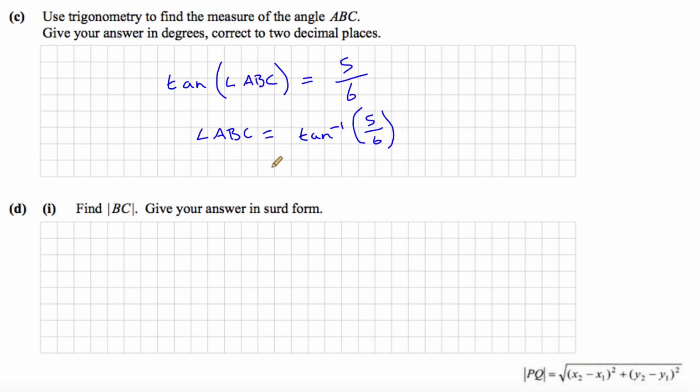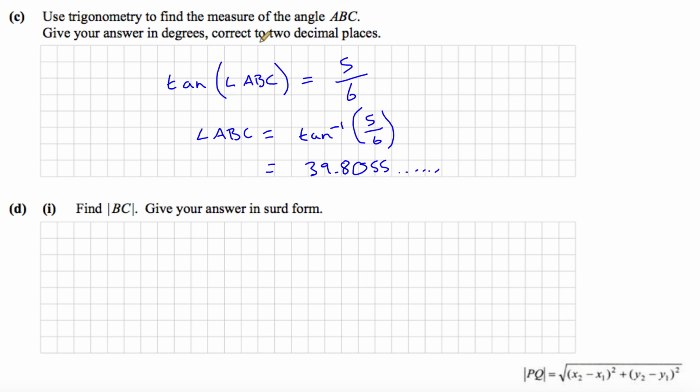And the inverse tan of 5/6 on your calculator, that gives me 39.8055, and on it goes. And make sure your calculator is set to degrees. There should be a little D at the top of the screen on your calculator.